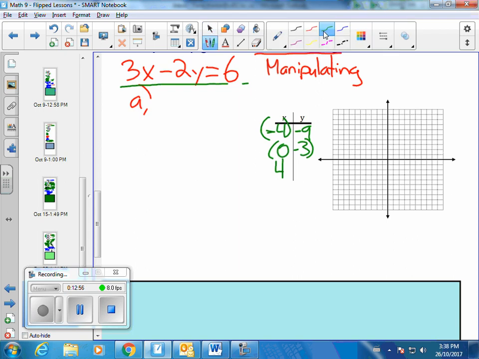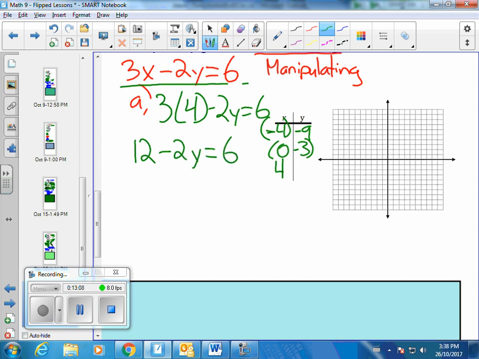And I'm going to go 3 times 4 minus 2y equals 6. I get 12 minus 2y equals 6. Now remember, this is where our manipulating equation skills come in. I need to isolate this y, so what I have to do is a whole bunch of opposite operations. For instance, this is positive 12. I need to get rid of it, so I'm going to subtract 12 from it.